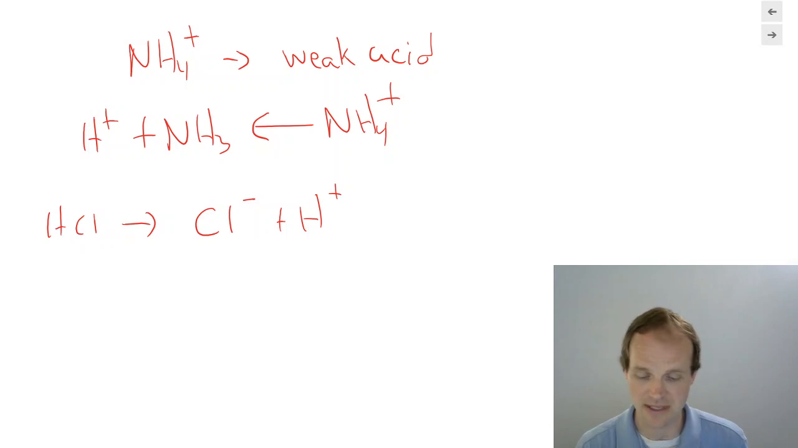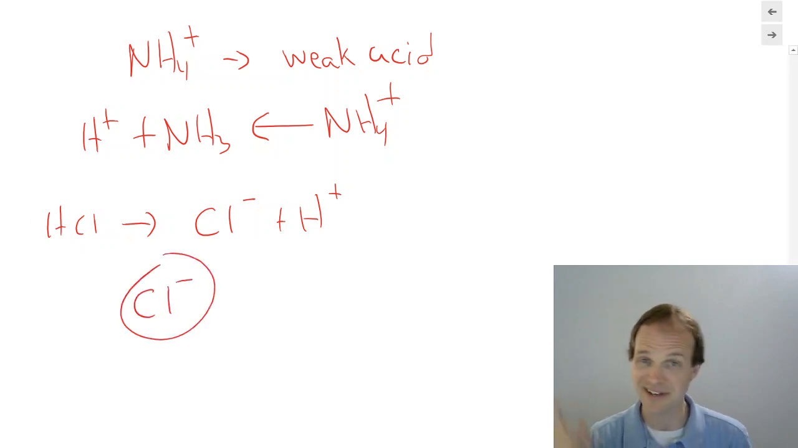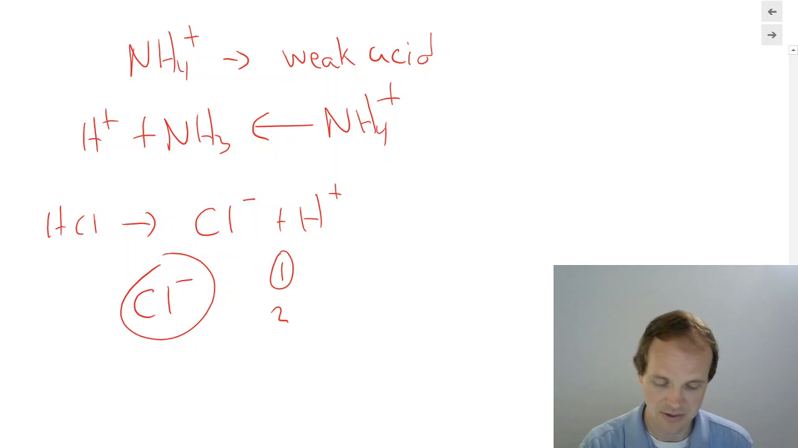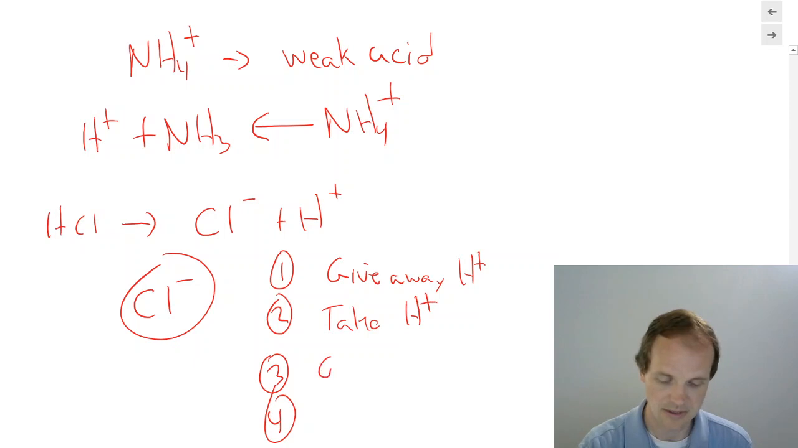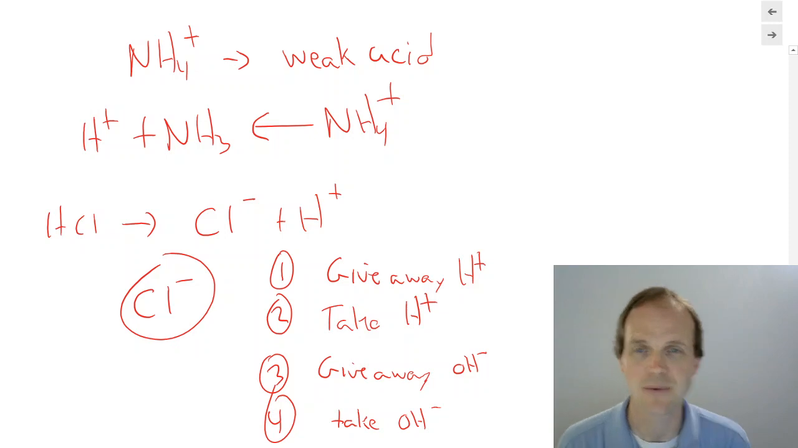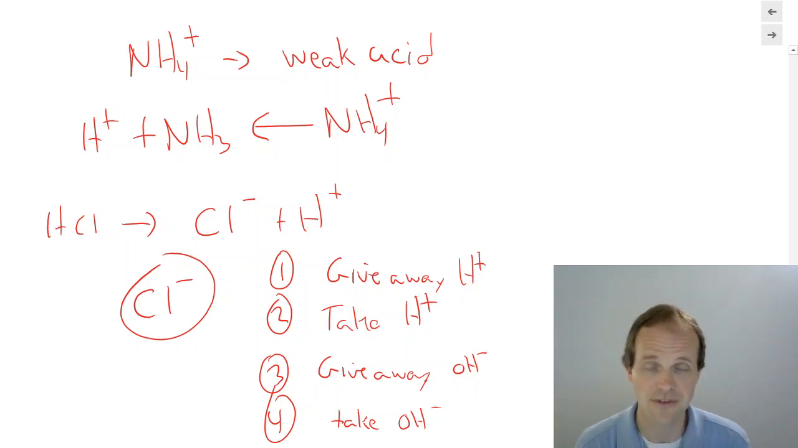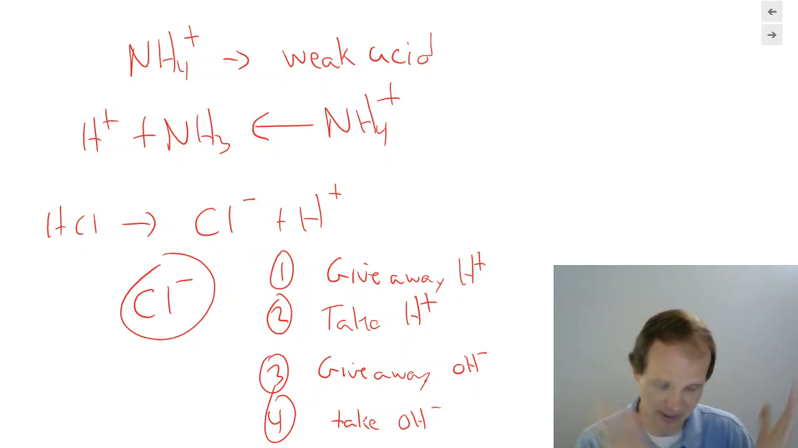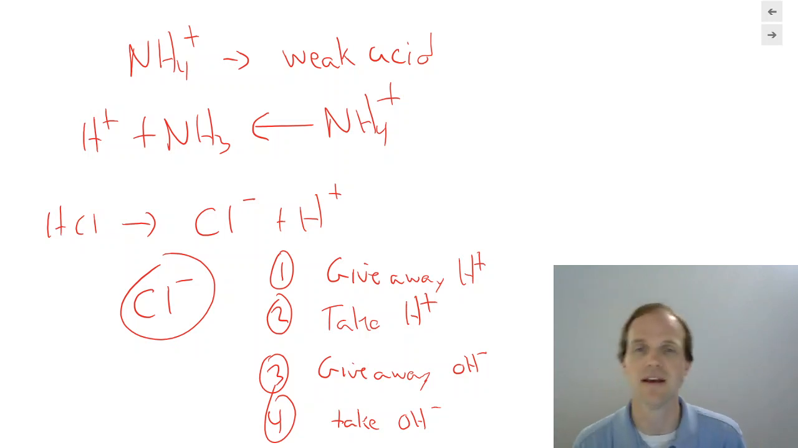There are actually 4 different things that an ion could do in solution. So for Cl, we have to think about 4 different things. 1, something could give away H plus. 2, it could take H plus. 3, it could give away OH minus, or 4, it could take OH minus. If we're considering an ion and we aren't sure what to do with it, we have to go through all 4 of those. Some of them you'll start to recognize over time. You'll know chloride doesn't do anything, sodium doesn't do anything. But for other ones where you're not sure, go through this list of 4 things.